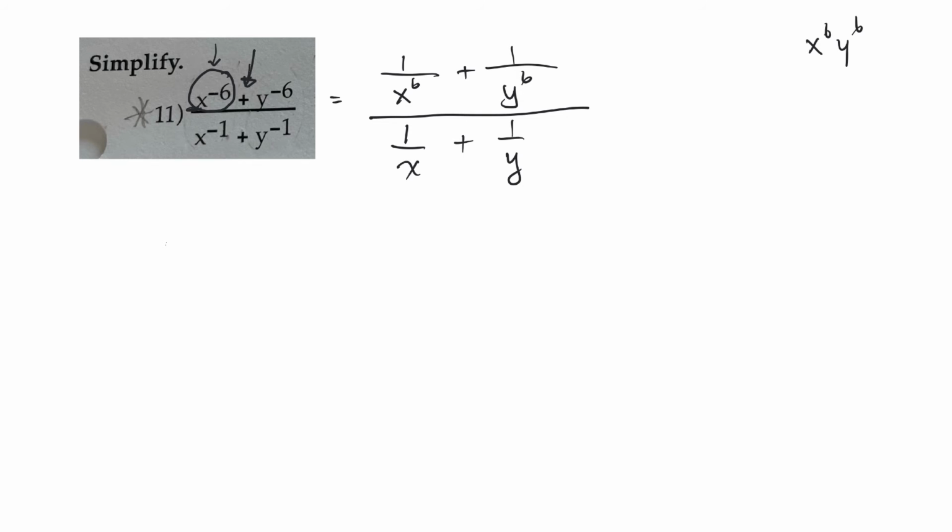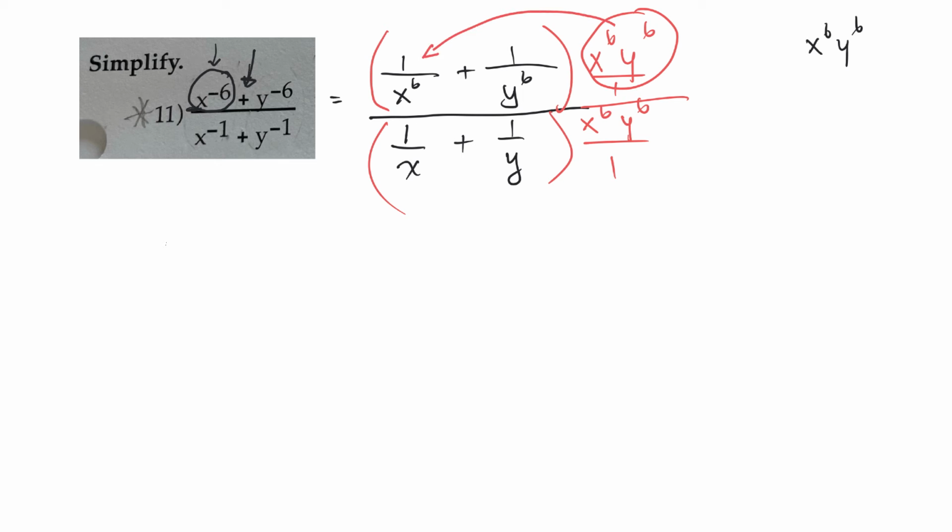So I'm going to multiply everything by that. I'm going to multiply this by x^6 y^6, and I'm going to multiply this by x^6 y^6. It's like it's over 1, right? Both of those. So on the top, when I multiply this by that, the x^6's cancel out, and I'd just be left with y to the 6th plus, and then if I multiply this by that, the y^6 cancel out, so I'm just left with x to the 6th all over.